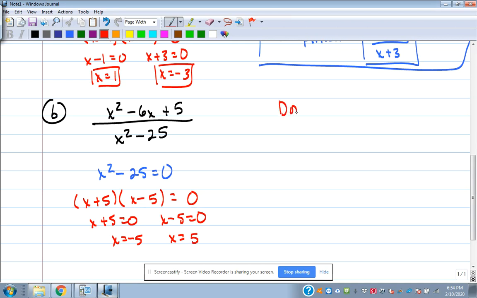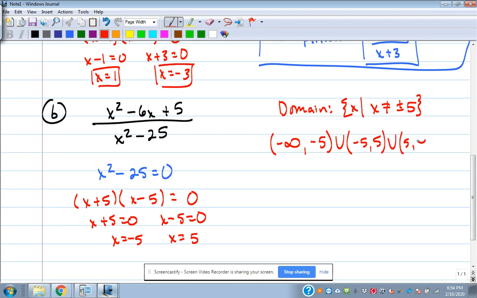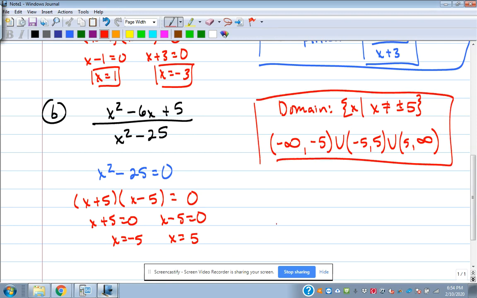So our domain is going to be all x's as long as x does not equal plus or minus 5. That's the easy way. That's the set notation. Let's get the interval notation for that. -infinity to -5, union -5 to +5, union 5 to infinity. So there's our domain. And then we want to go and simplify our fraction here.